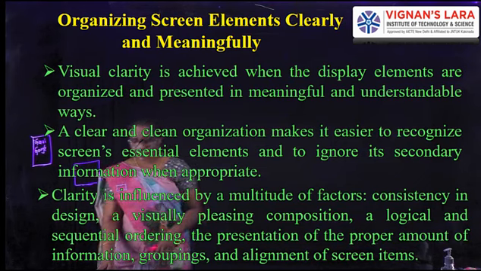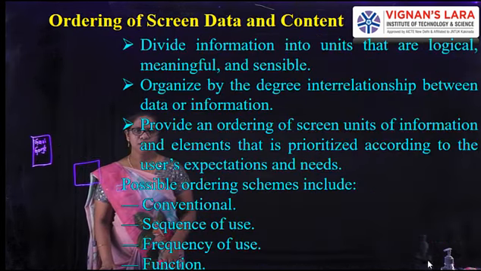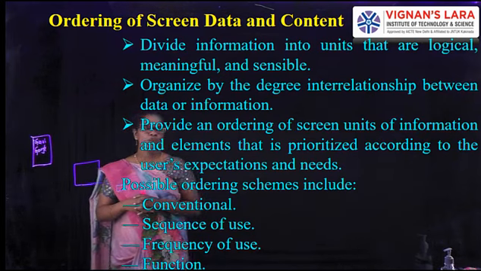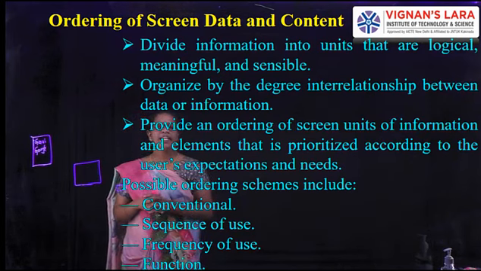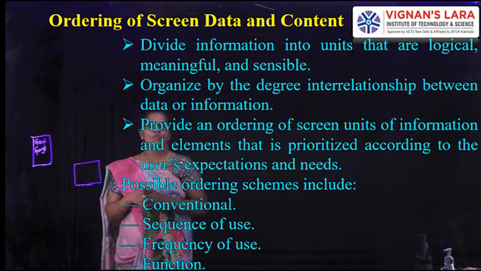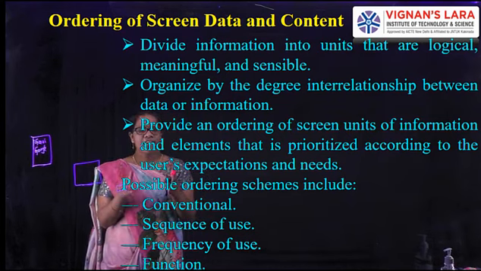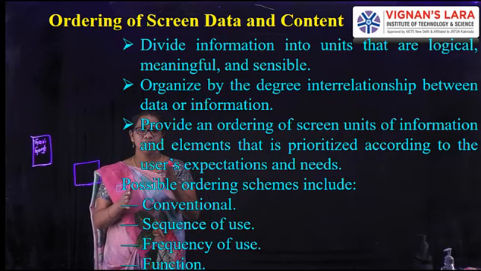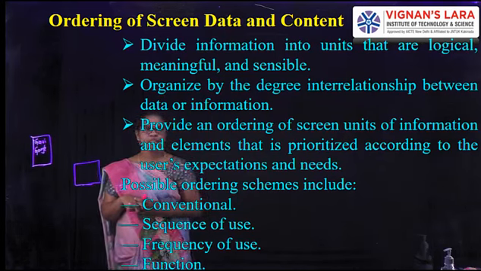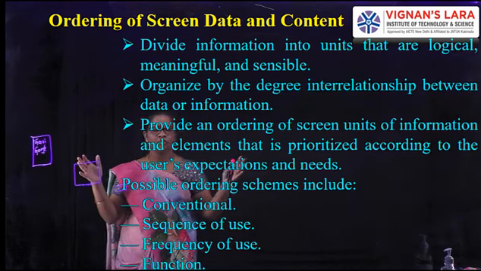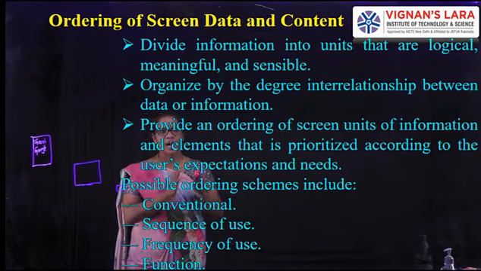And coming to the next slide. Divide information into units that are logical, meaningful and sensible. This is the topic of ordering of screen data and content. What is the screen data, or whatever content you want to place? How do you place the content on the screen? That is, divide the information into units. Units means small parts. If you have so much information, you have to divide it into parts.